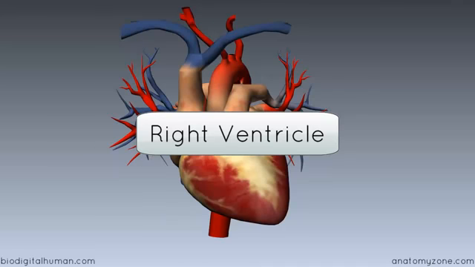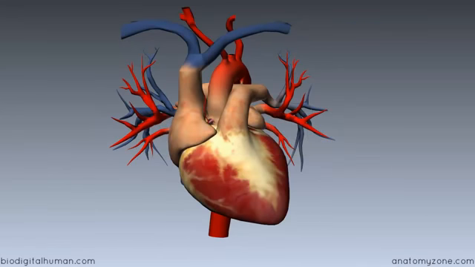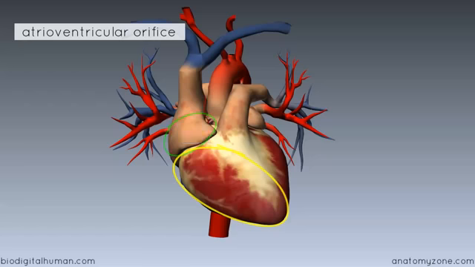Okay, so now we're going to take a look at some of the features of the right ventricle. You can see in the anatomical position that the right ventricle forms a lot of the anterior surface of the heart because of the way that the heart is angled in the mediastinum. When the right atrium contracts, blood is sent into the right ventricle through the atrioventricular orifice.